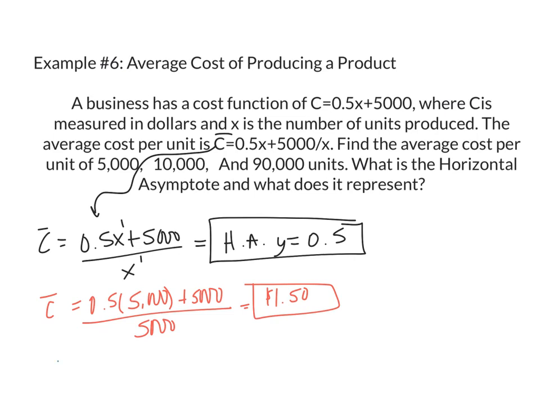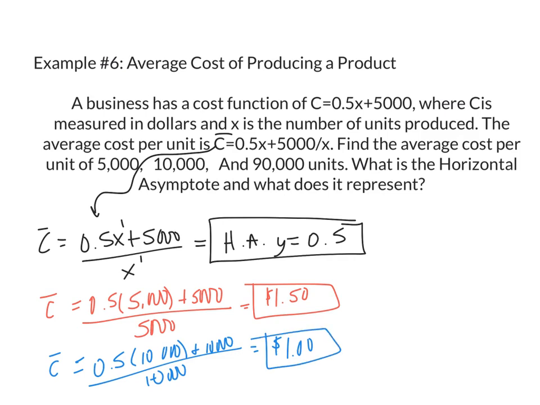If I do the same thing with 10,000, that'd be 0.5 times 10,000 plus 10,000 over 10,000, which gives me $1. And the last one, using the same function, C bar equals 0.5 times 90,000 plus 90,000 over 90,000. That gives us about 56 cents.